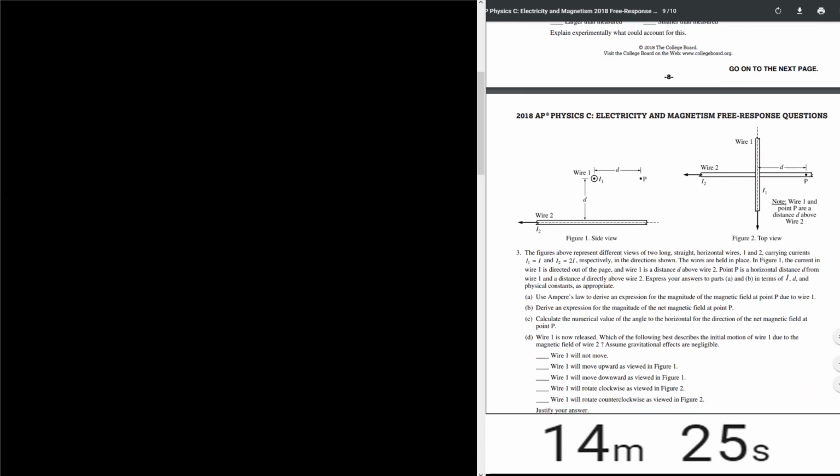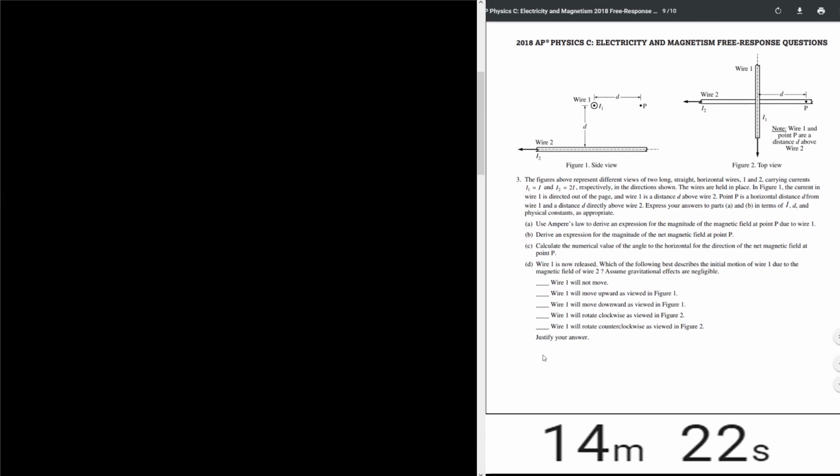All right. Question 3. The figures above represent different views of two long straight horizontal wires, 1 and 2, carrying currents I1 equals I, I2 equals 2I, respectively, in the directions shown. Wire 2 is going left. Oh, and wire 1 is going out of the page. Okay, I see it. The wires are held in place. The current is directed out of the page. Point P is a horizontal distance D from wire 1. Use Ampere's law to derive an expression for the magnitude of the magnetic field at point P due to wire 1.